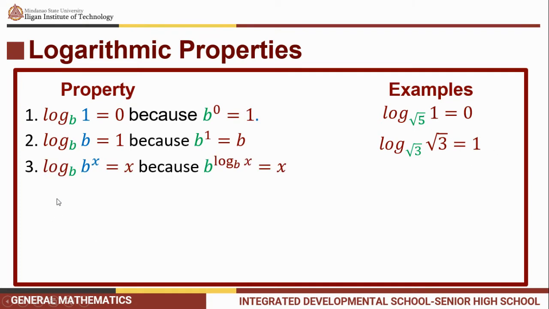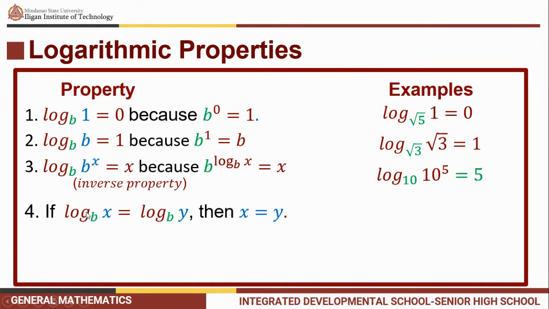And in property number 3, if you have log with base b of b to the power of x, it is just equal to x because b to the power of log with base b of x equals x. So this is an inverse property. So we have log with base b, which is 10. Then we have here 10 to the power of 5, which is our x. We notice that the base and the base of this x here are the same. So we have as our answer, which is equal to 5.